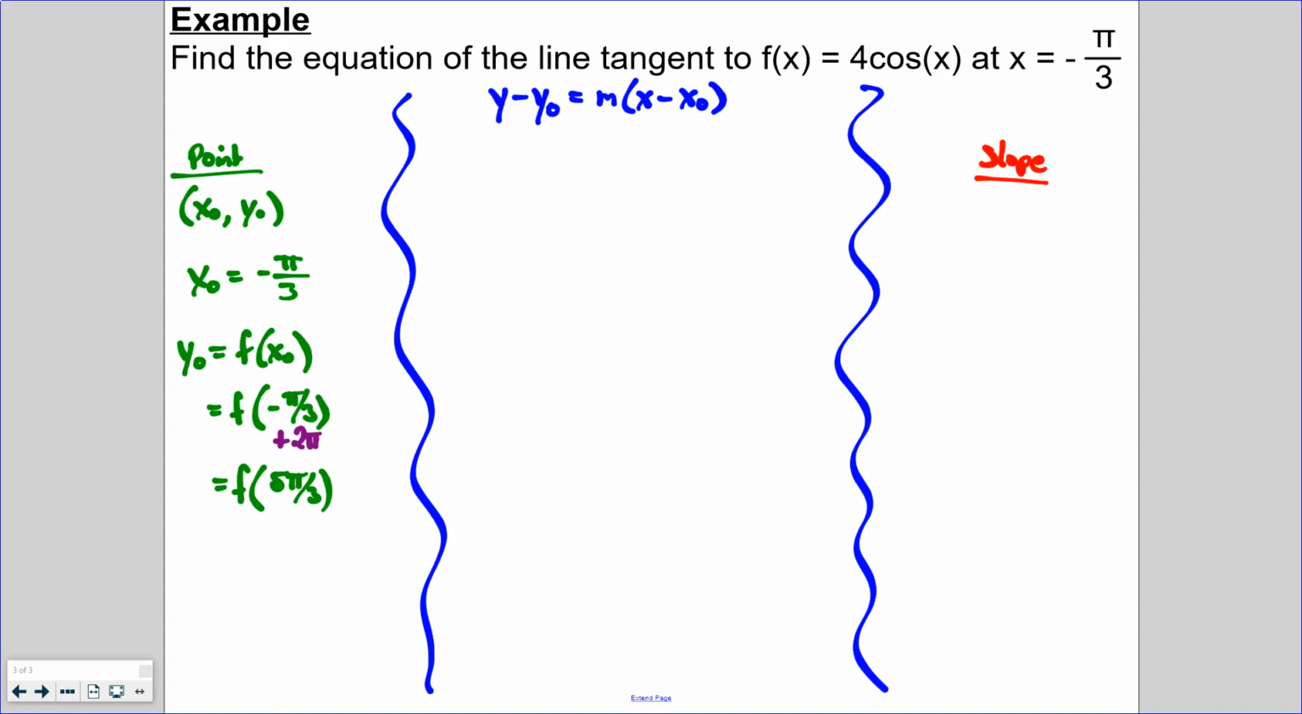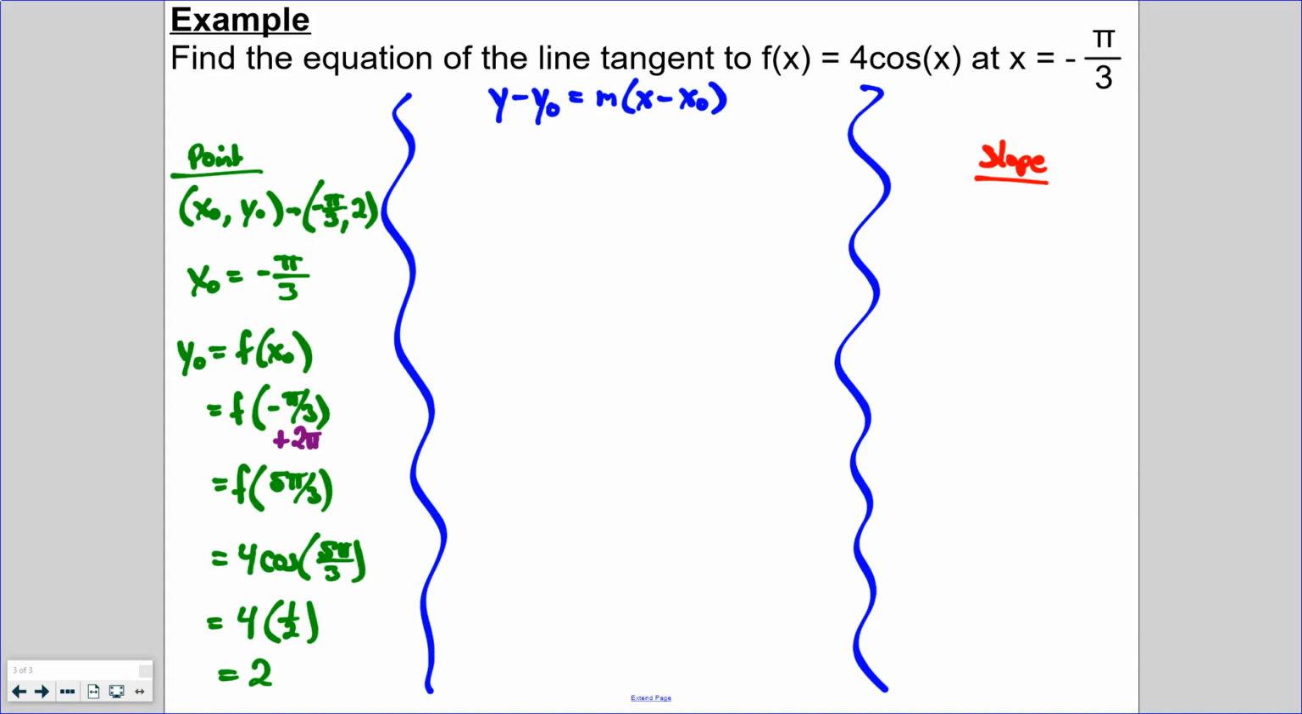And then we can plug that in, so we're going to get 4 cosine of 5 pi over 3. And let's see, if we remember our unit circle, cosine of 5 pi over 3 is 1/2. And 4 times 1/2 is 2. Which means the point that we're going to be working with is negative pi over 3, comma, 2.